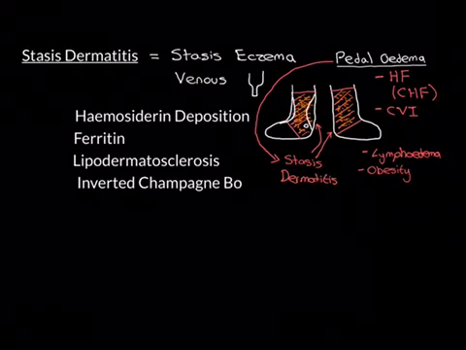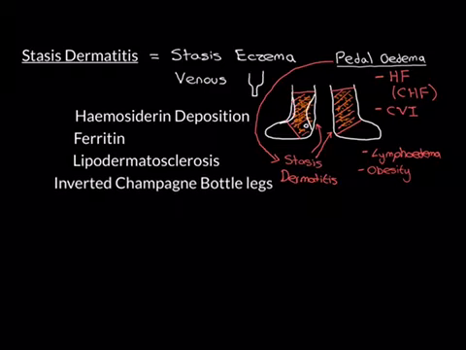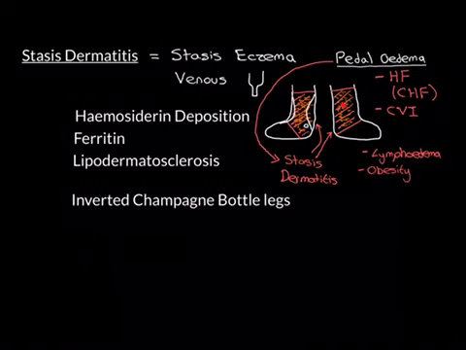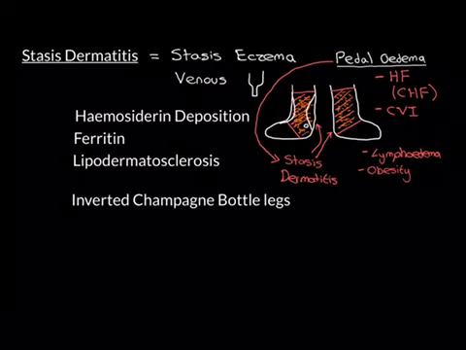Inverted champagne bottle legs. It's far more common to see early stage lipodermatosclerosis, which is just the shiny appearance of the legs. So common things that you will see then in people with really bad pedal edema: they'll have stasis dermatitis, they'll have hemosiderin deposition, they'll have lipodermatosclerosis. They might also have ulcers.